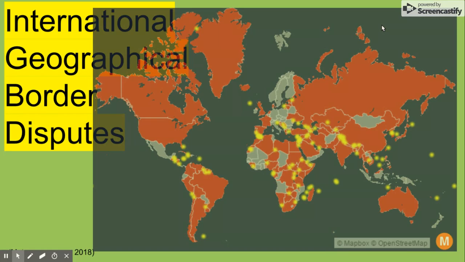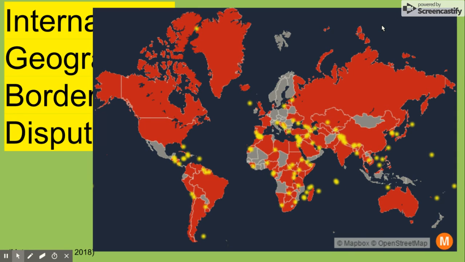So we were on the last part of our political geography section, and that's where we were looking at international geographical border disputes. This is where we can see not only how there are disputes among countries about who claims what territory, who belongs in what territory, and who can govern what territory.